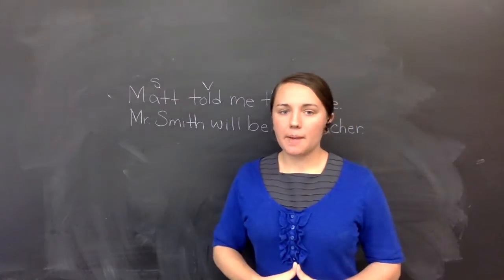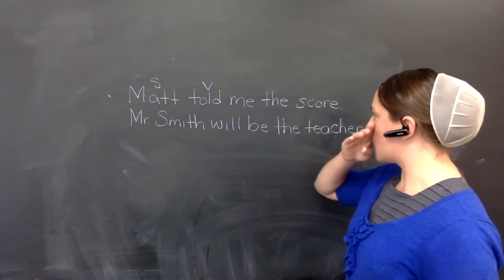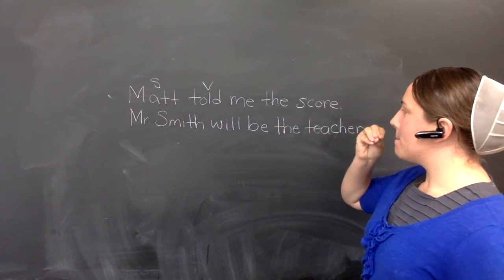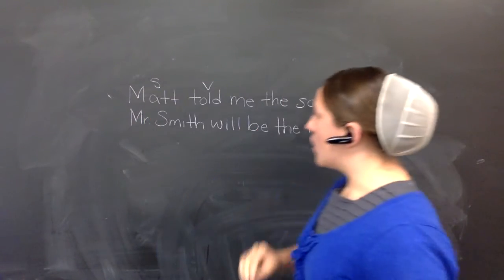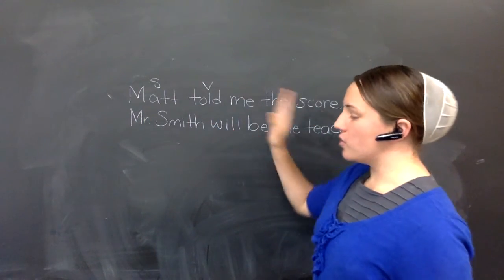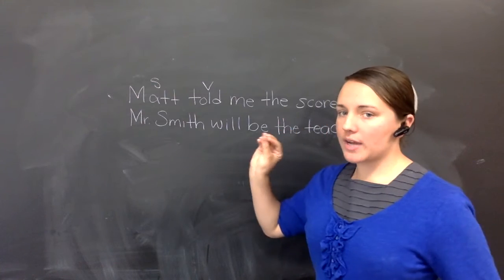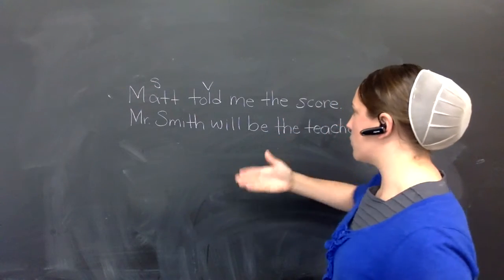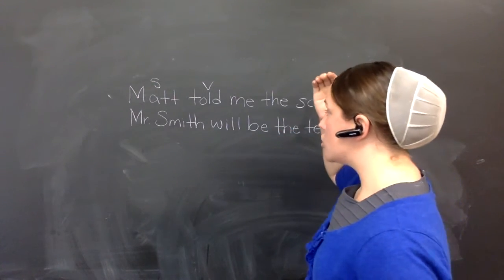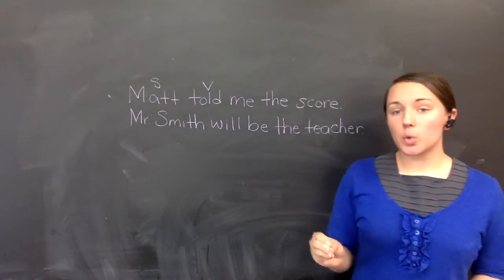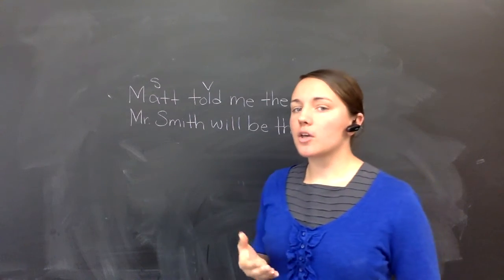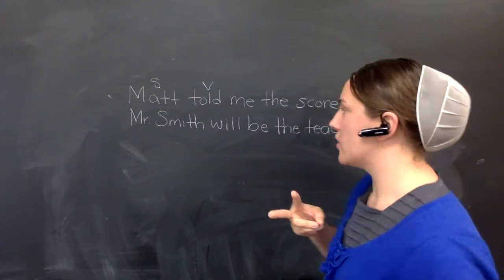Now we are looking for a complement after we find our subject and verb. So let's go ahead and first of all, okay, we have our subject, verb. Those are the first 2 steps. Now let's look at what kind of verb we have before we look at our complement actually. So is this an action or a linking verb? Told is an action verb, so we're looking for direct objects and indirect objects.